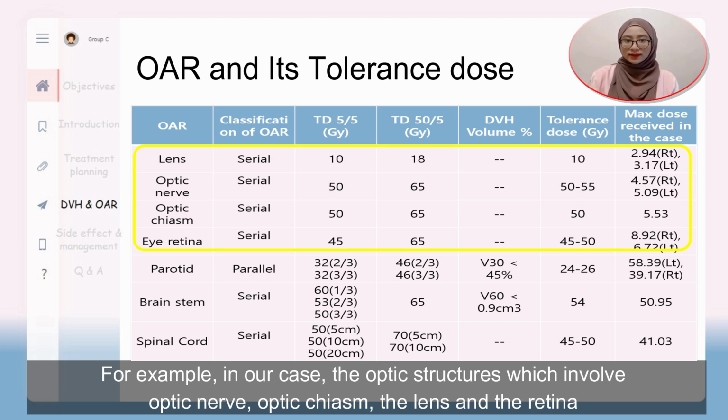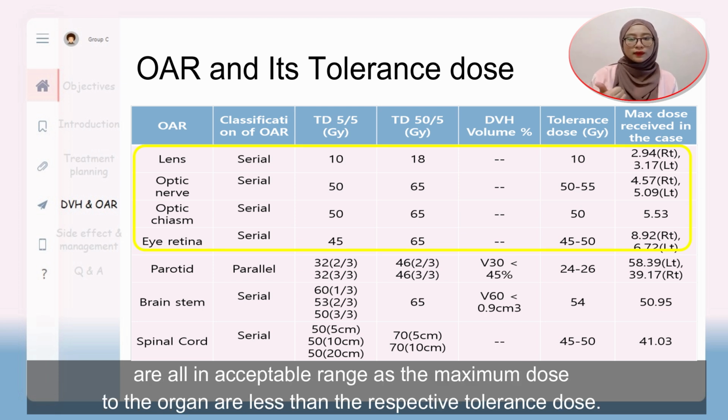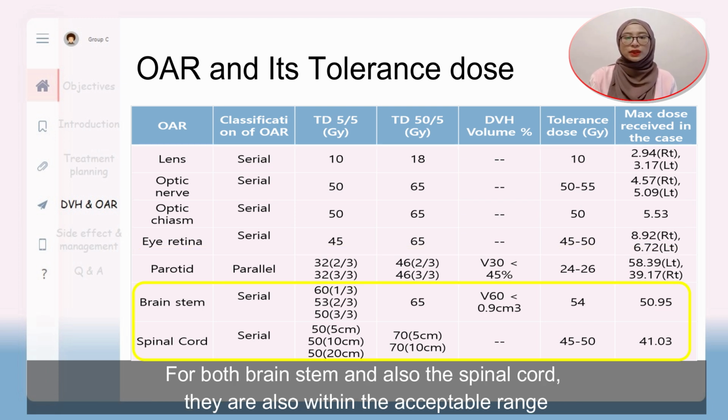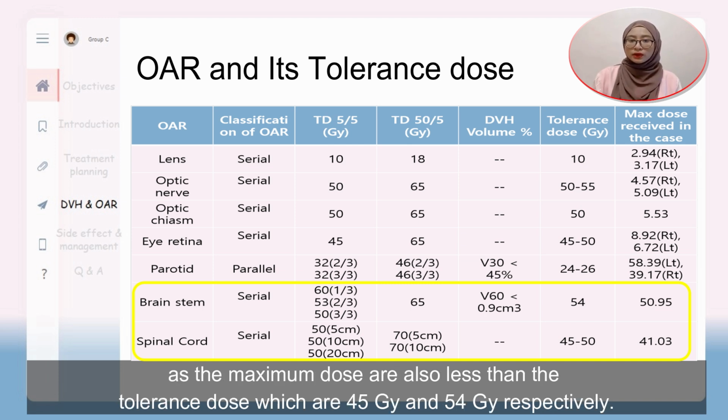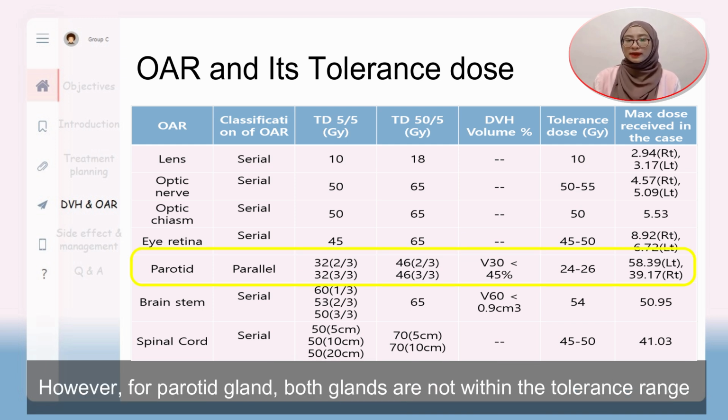For example, in our case, the optic structures, which involve the optic nerve, the optic chiasm, the lens, and the retina, are all within the acceptable range as the maximum dose is below their respective tolerance dose. Meanwhile, the brain and the spinal cord are also within the acceptable range as their maximum doses are below 45 gray and 54 gray respectively.